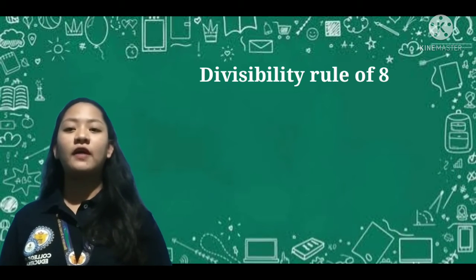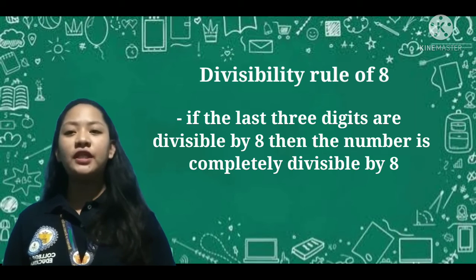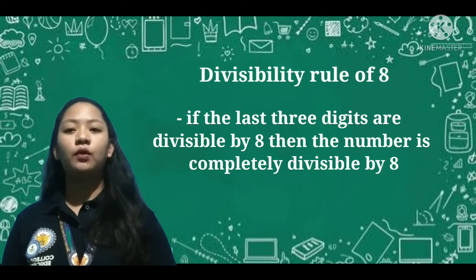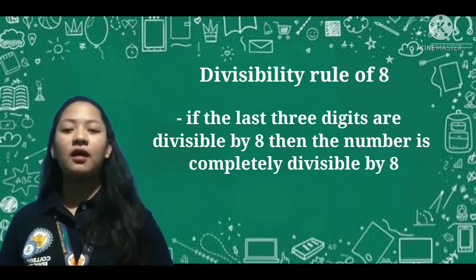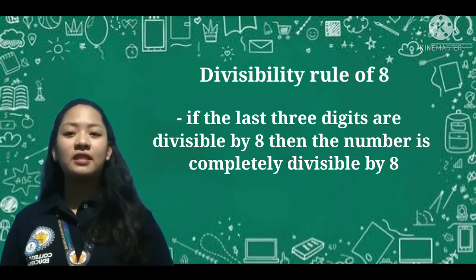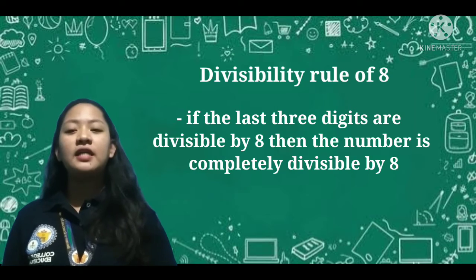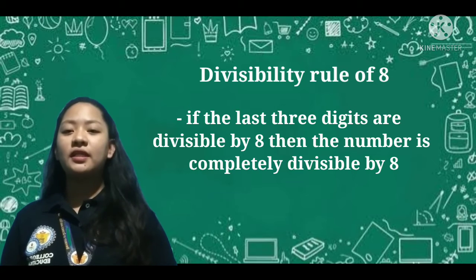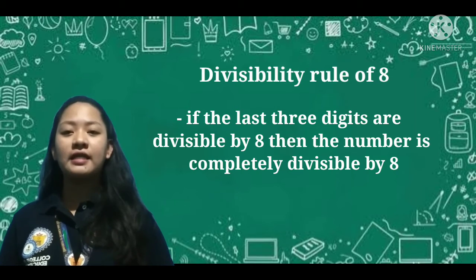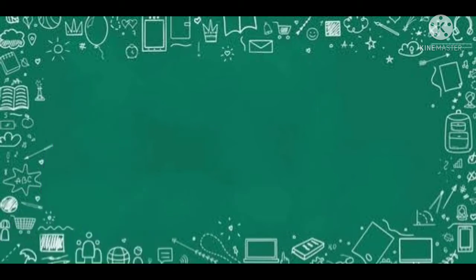Divisibility Rule of 8. If the last 3 digits of a number are divisible by 8, then the number is completely divisible by 8. For example, 26,344. Since 344 is divisible by 8, then 26,344 is divisible by 8.